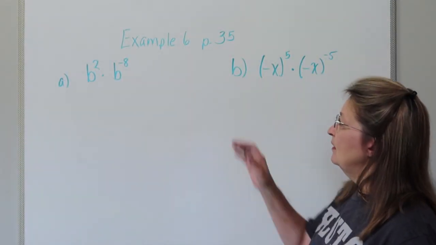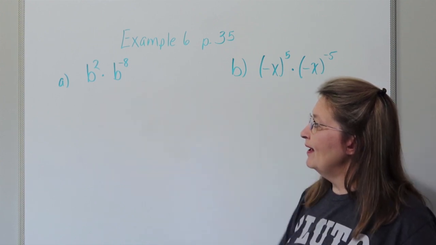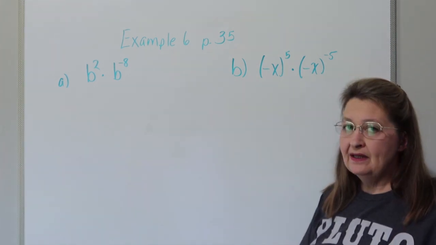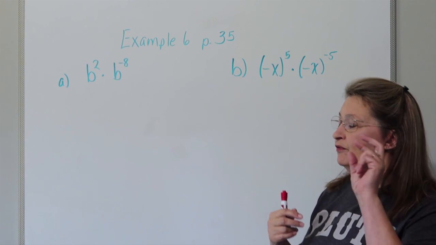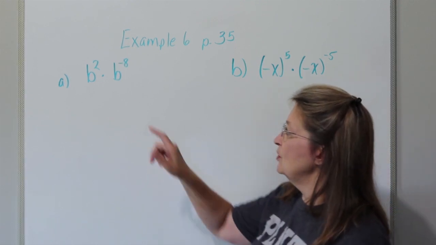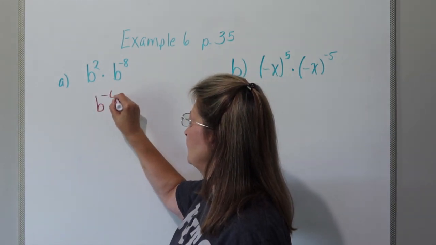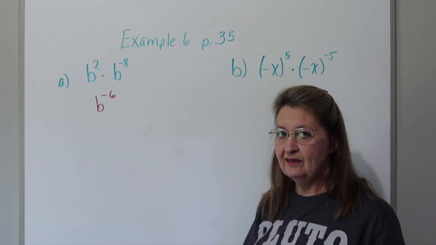Let's practice some. This is example 6 on page 35. Problem A says b to the second times b to the negative 8. Now when we have two bases and two exponents, we're going to add the exponents together. So what is 2 plus negative 8? Well, it's actually b to the negative 6.